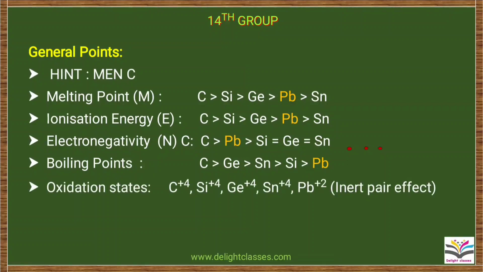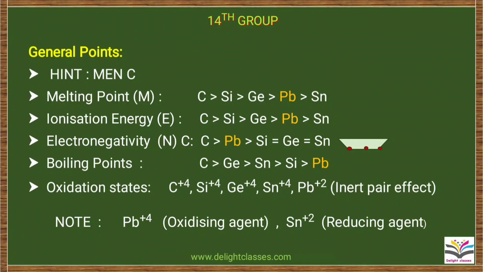Oxidation states: carbon plus 4 up to tin plus 4. Lead is plus 2 due to inert pair effect. Pb plus 4 acts as an oxidizing agent whereas Sn plus 2 acts as a reducing agent.